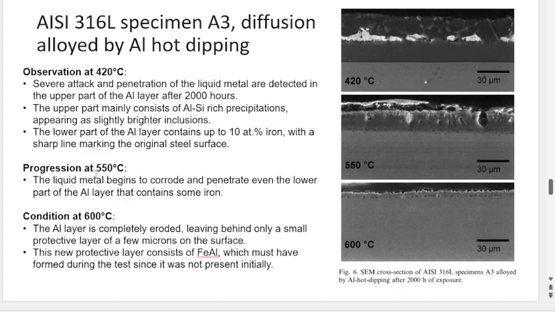And progression at 550 degrees C, the liquid metal begins to corrode and penetrate even the lower part of the aluminum layer that contains some iron. So it starts to penetrate the aluminum. At 600 degrees C, the aluminum layer is completely eroded. As we can see, it has become thinner, leaving behind only small protection. This new protective layer consists of iron aluminum, which must have formed during the test since it was not present initially.